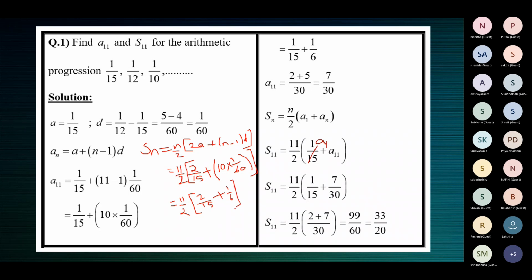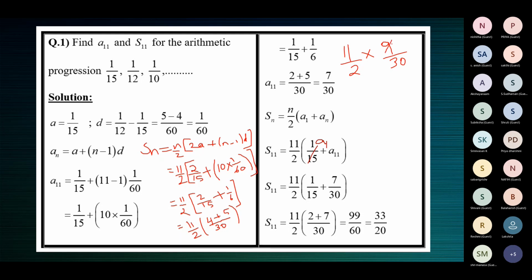Again take the LCM in the bracket. So you will get 11 by 2. What's the LCM of 15 and 6? 30. 30 is the LCM. So 2 times 2 is 4, plus 5 times 1 is 5. So it will be 11 by 2 into 5 plus 4, which is 9, so 9 by 30.